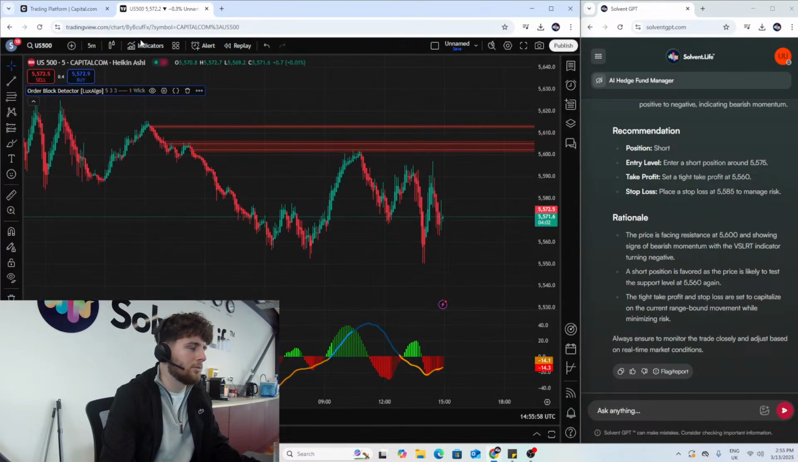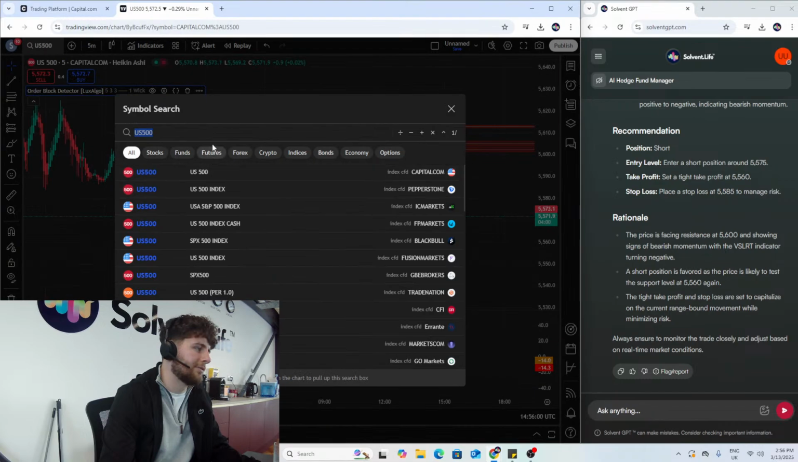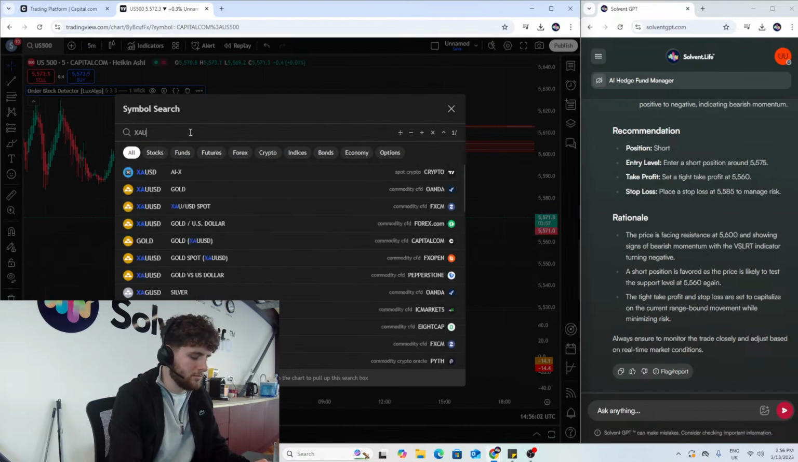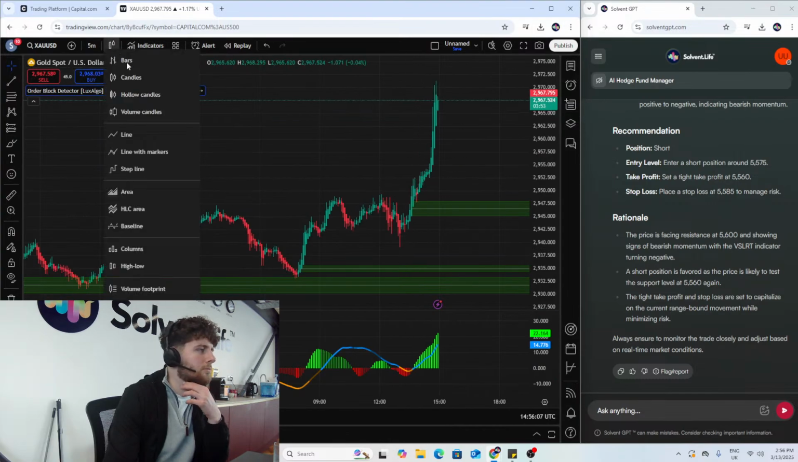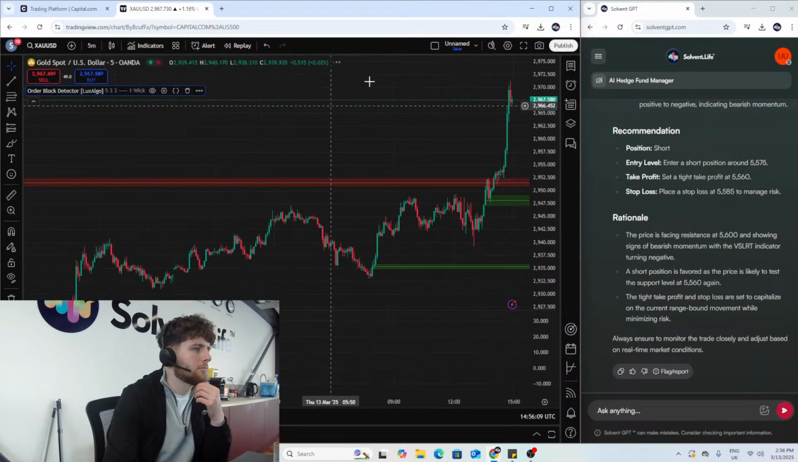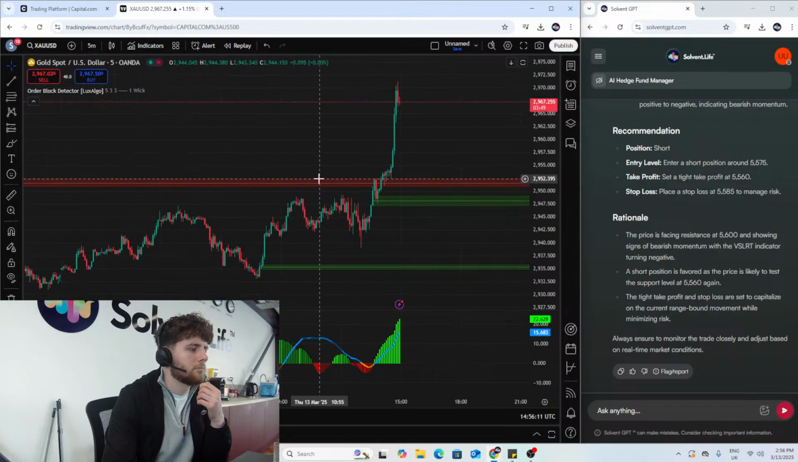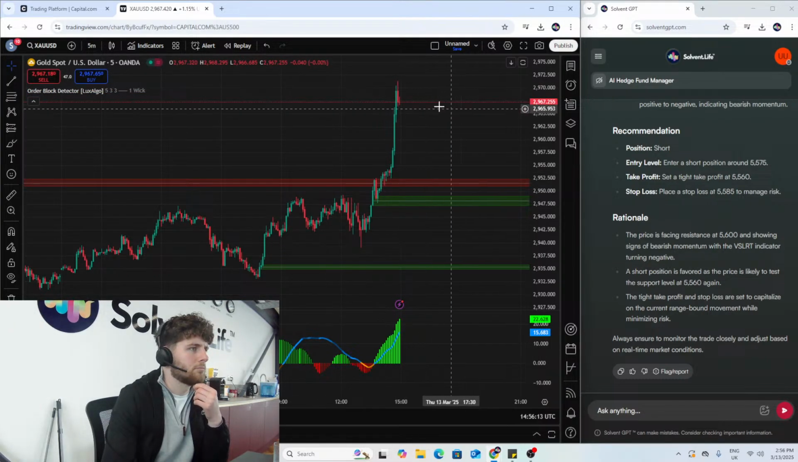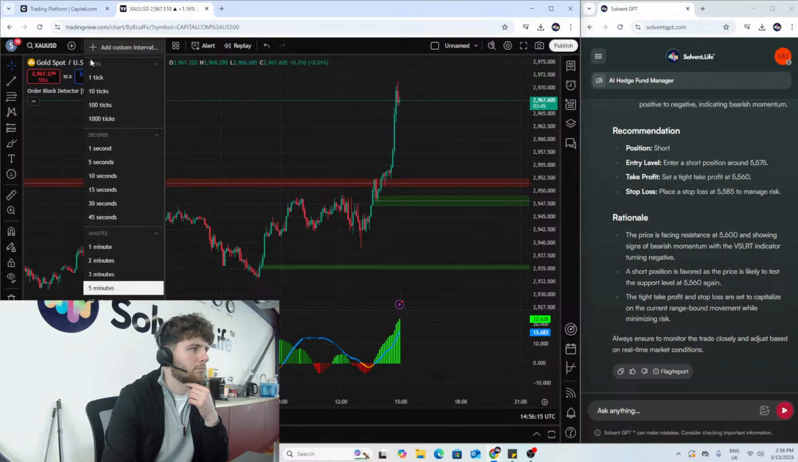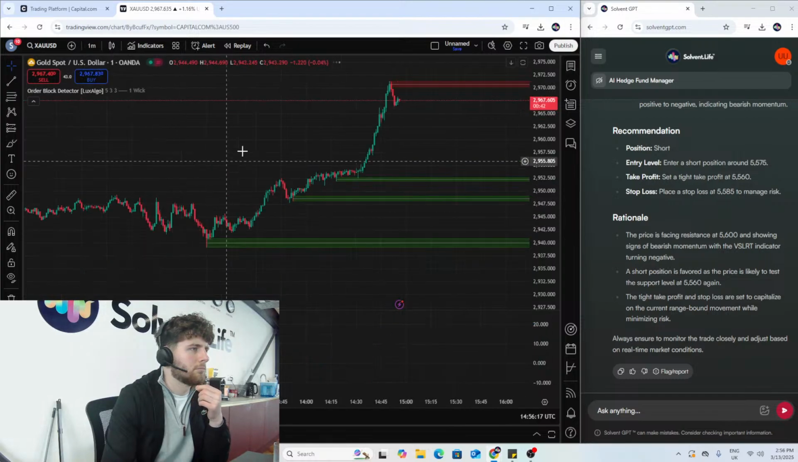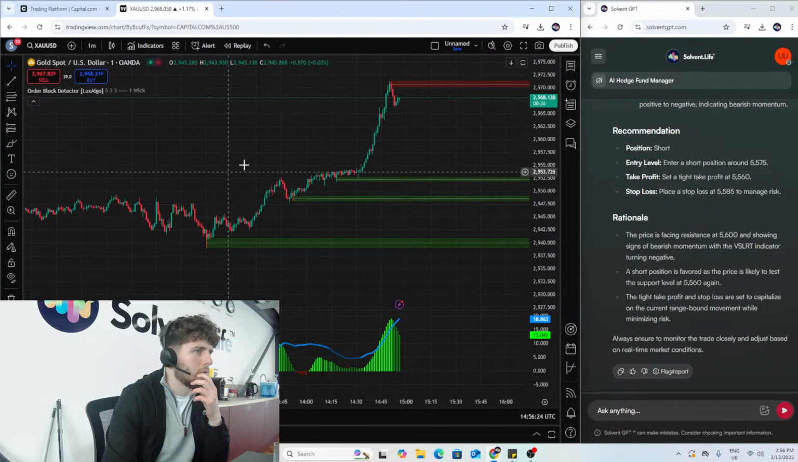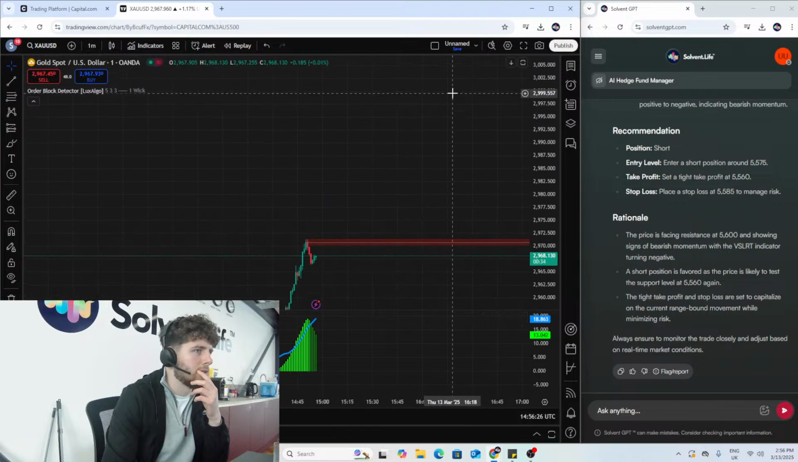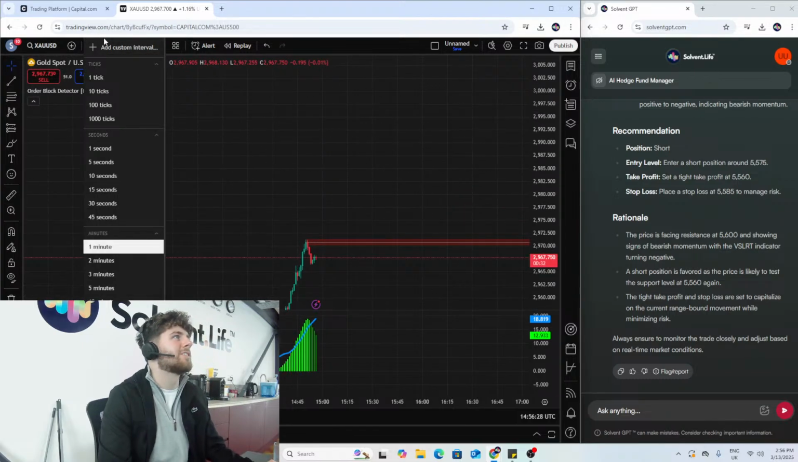Let's take a look at gold. Gold is flying upwards at the moment. Wow. See, there was a big sell block at the top here. See whether it hits that 3,000 mark. Be very interesting.